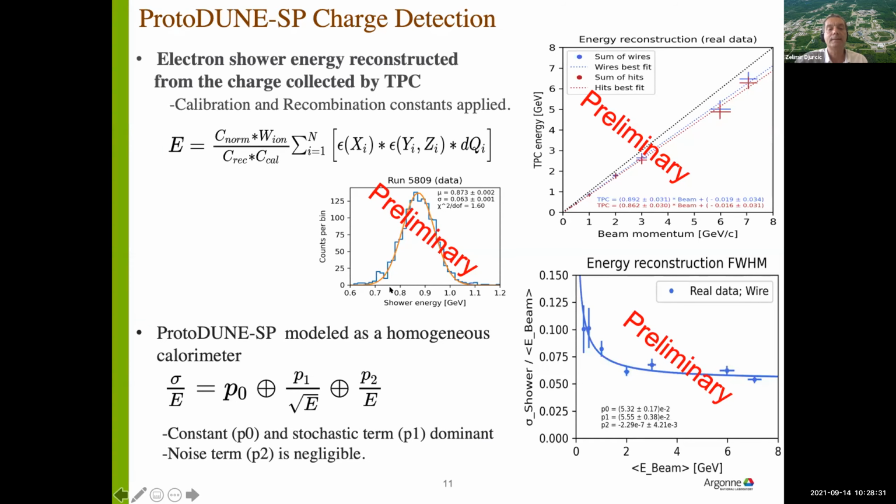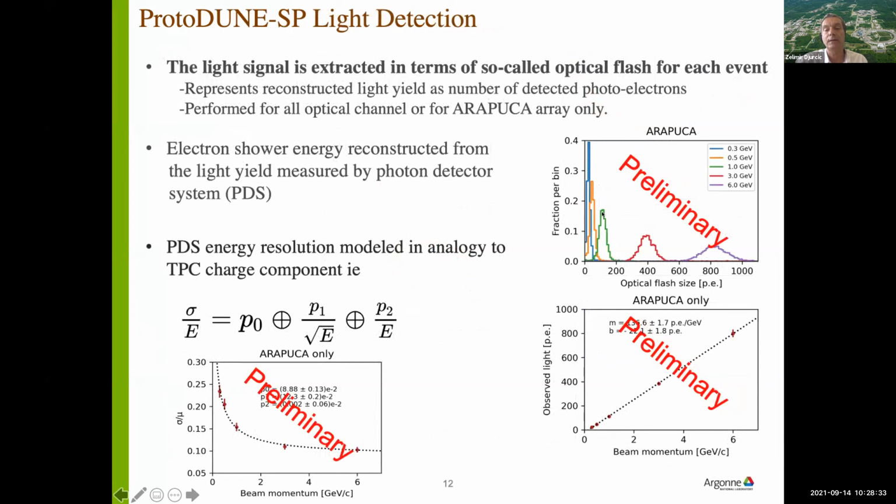Now we also do that exercise with collecting the photons. You can see here, for energies going from 0.3, 0.5, 1, 3, and then 6 GeV, how the energy goes in a really nice linear way. And we also do the same analysis of the energy resolution. So this is how we do that.